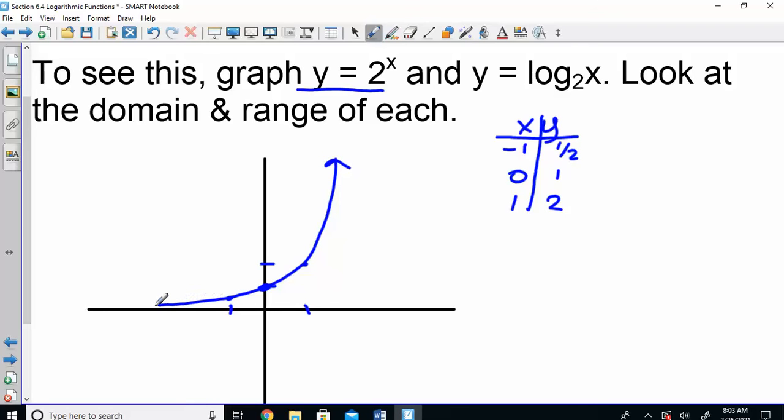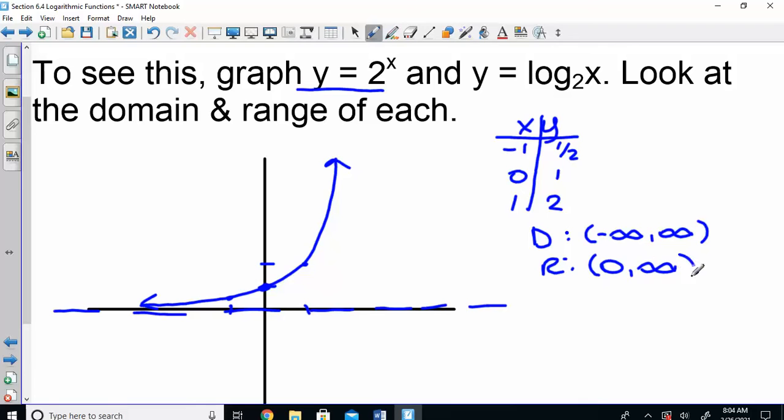Remember, it had a horizontal asymptote at 0. Never actually hit there. And it looked like that. What is the domain of that one? And what about our range? Okay. So that's what we've done before. Today we're going to be graphing these logs.